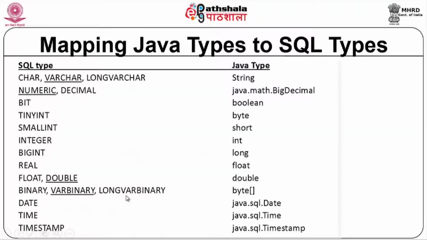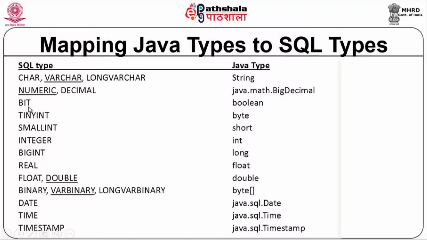Now, to work with the database, we need to know how to map the Java types to the SQL types. In SQL, when you create the table, you give the data type for the different fields within the table. So, you would have given varchar, or a character or a numeric or a decimal. This SQL type is mapped to String in Java, and if you are using numeric or decimal, this is mapped to BigDecimal in Java.